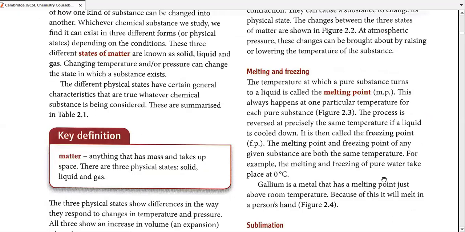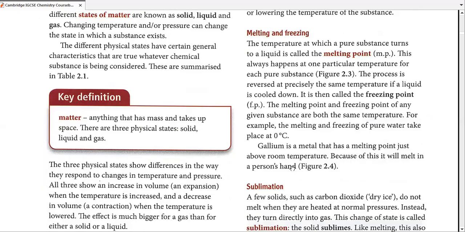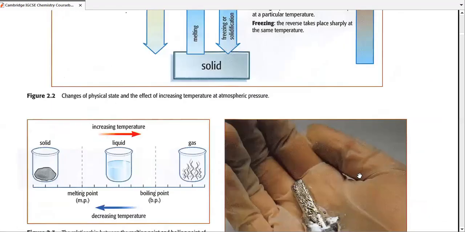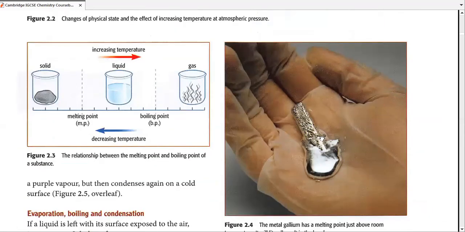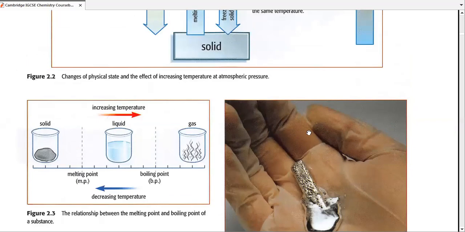For example, pure water melts or freezes at 0 degrees centigrade. That means at 0 degrees centigrade, the ice would be converted into water and the water can be converted back into ice. We took another example of gallium. Gallium is a metal that has a melting point just above room temperature, so it would easily melt in a person's hand. And we also showed you the diagram for this gallium metal being melted just above room temperature in a person's hand, right?